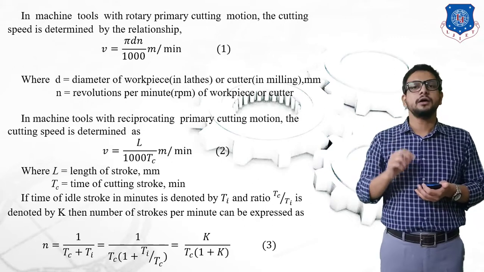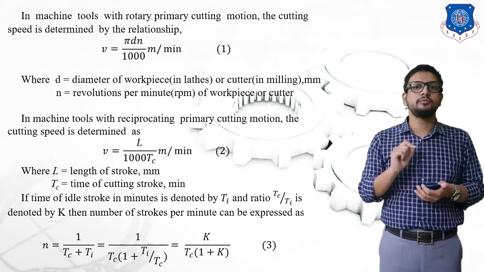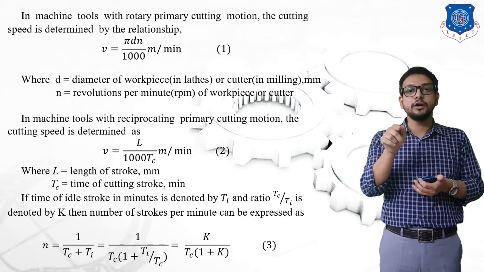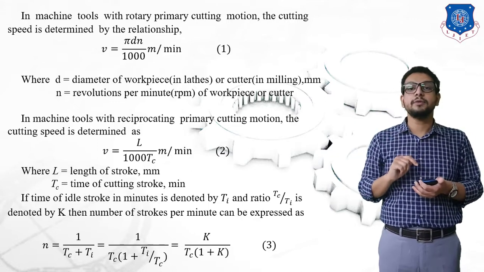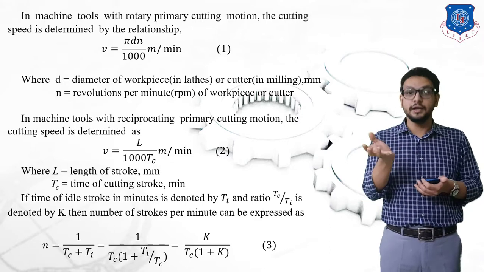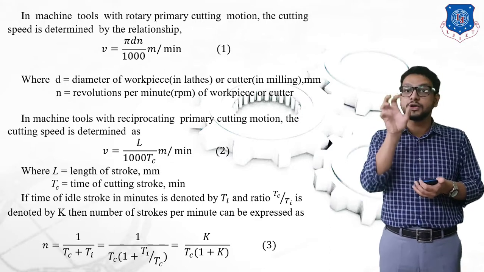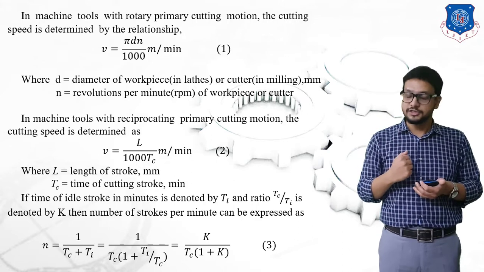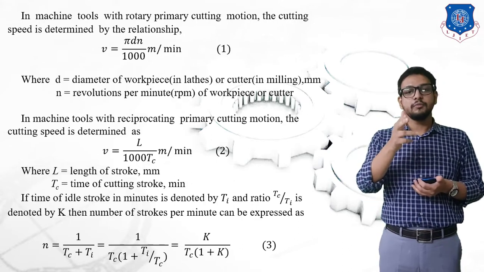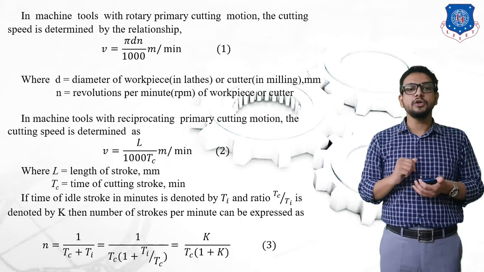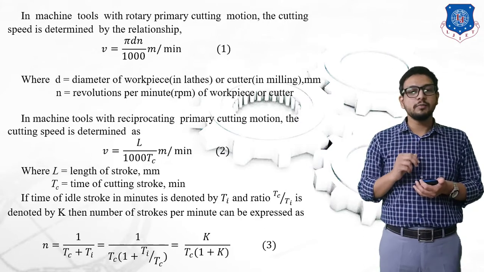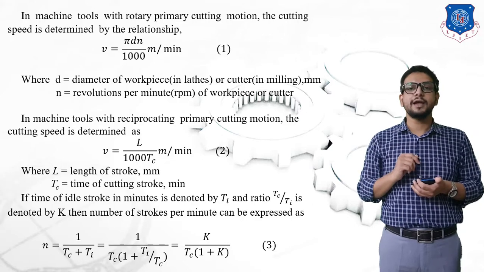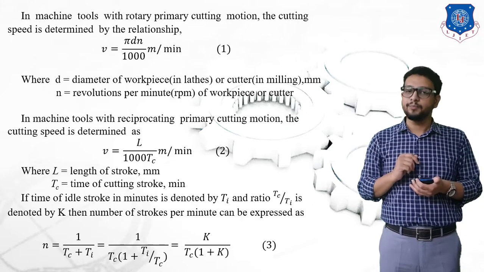But we need to find the number of cutting strokes per minute, which means small n will be equal to 1 upon Ti plus Tc, per minute. So we need to divide by the total time taken to perform a cutting stroke. So the equation will become 1 upon Tc. Now in the next step I have taken Tc common out, so the equation will become 1 upon Tc in a bracket 1 plus Ti by Tc.